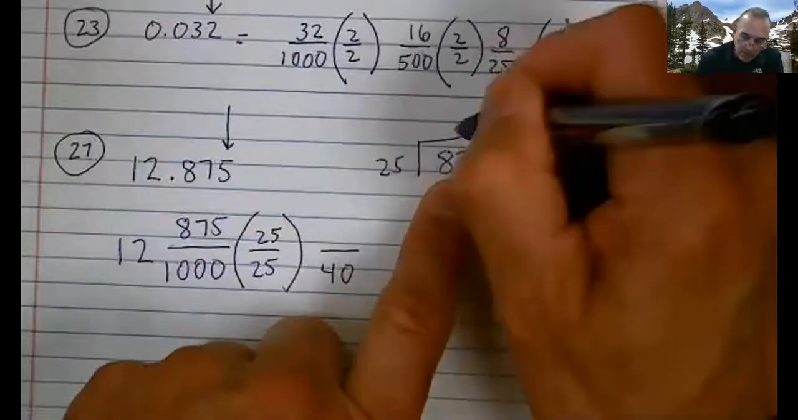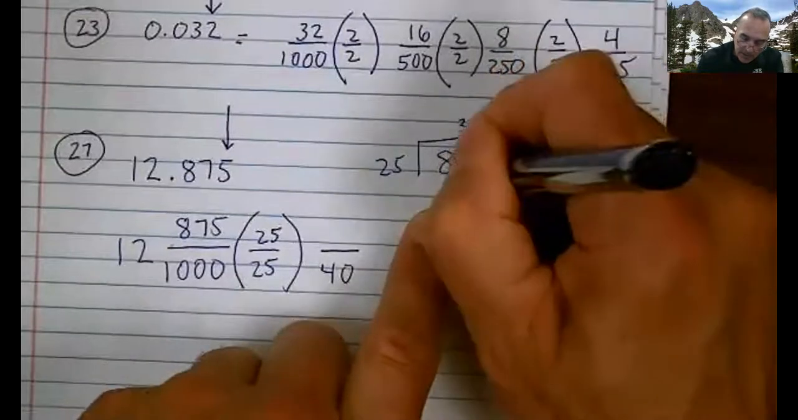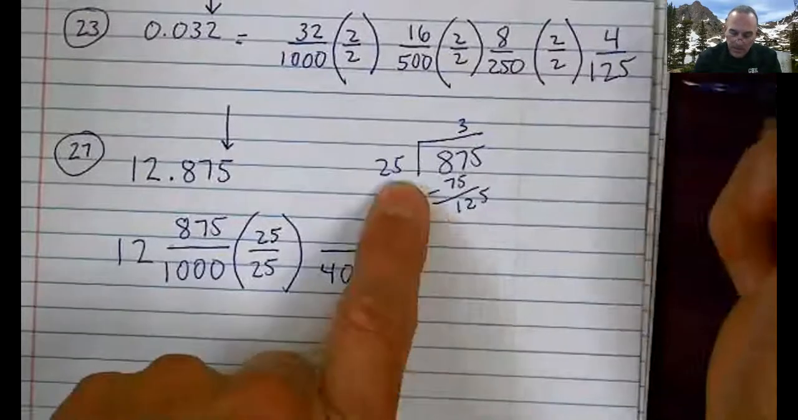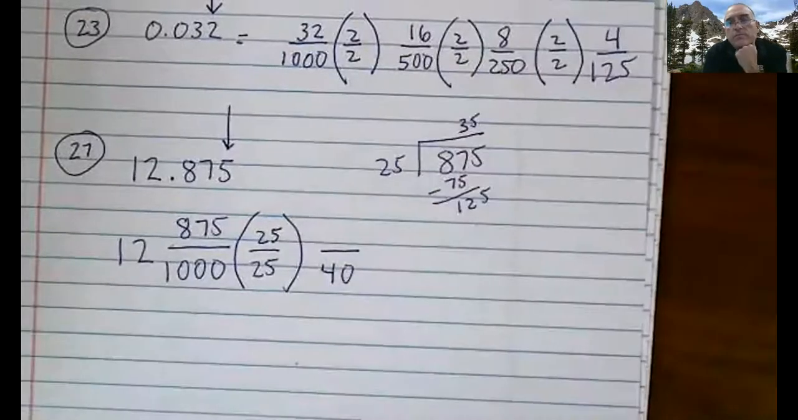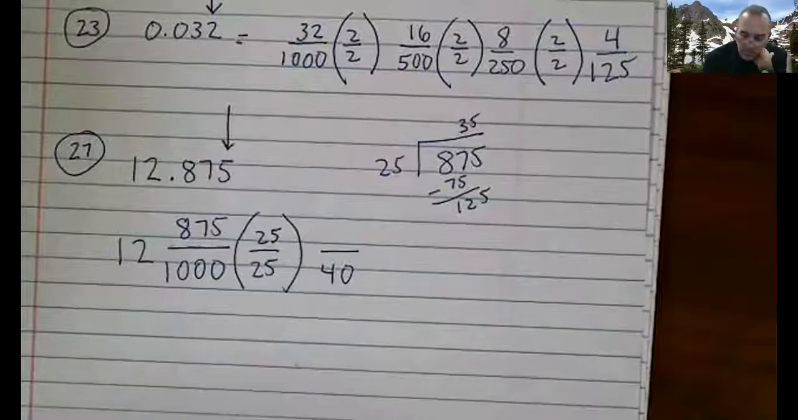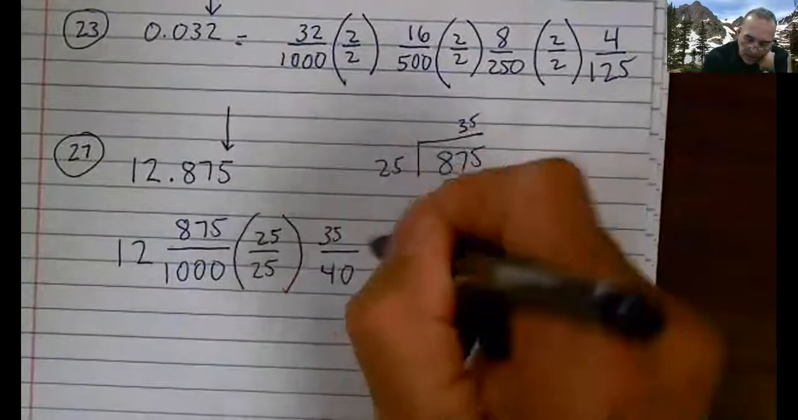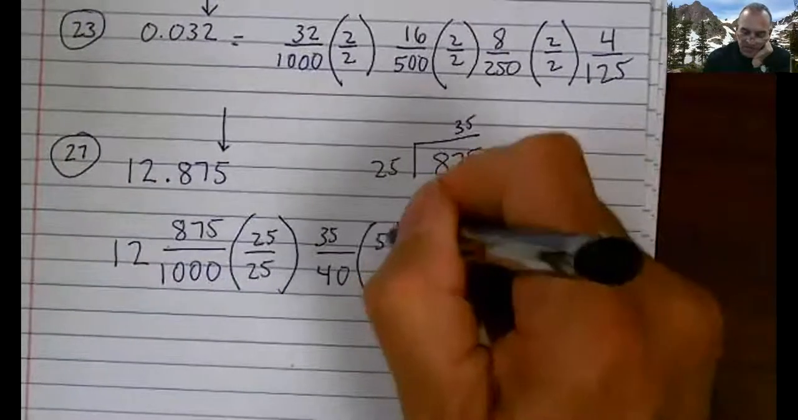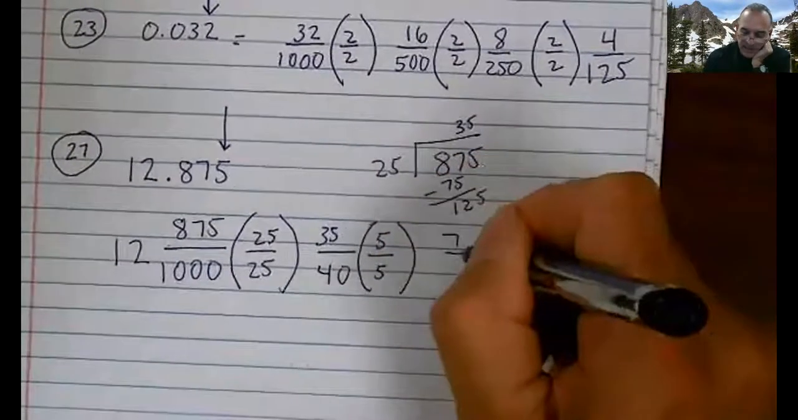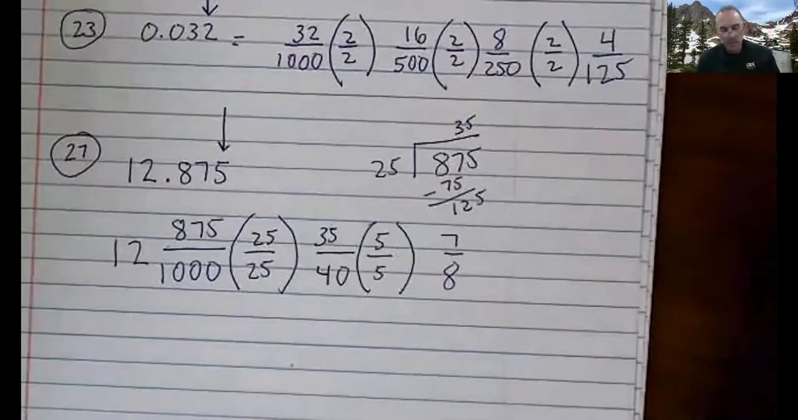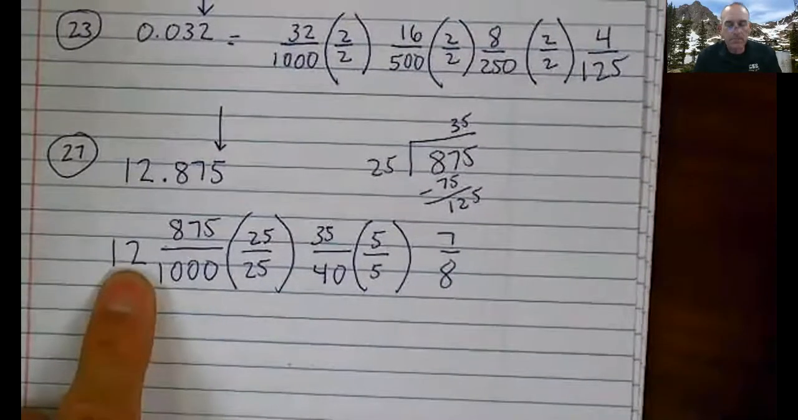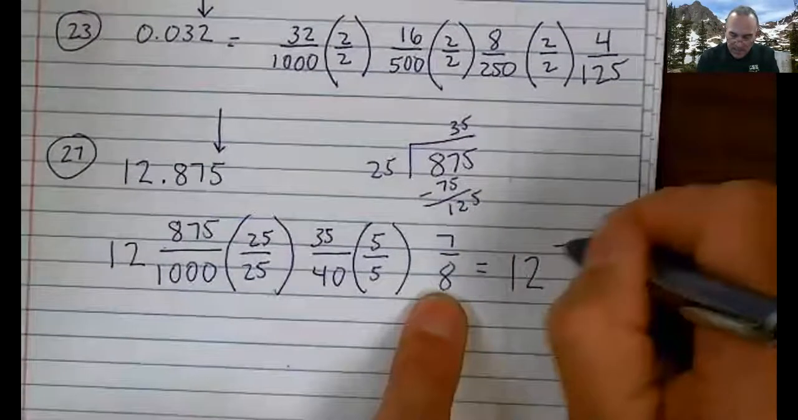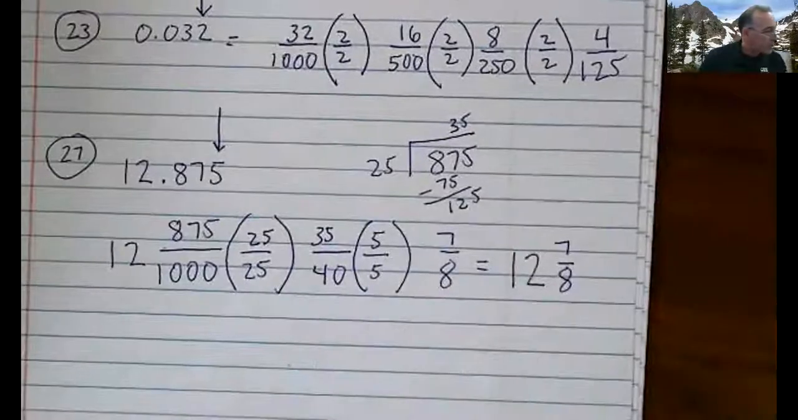25 goes into there 3 times. That is 75. I'm going to subtract. Is that 4? Is it 5 times? It's 35. It's 35. Look at that. Oh, yeah. I could divide them again. I could divide by 5. And I get 7/8. Okay. Don't forget about the whole number. So I come over here, 12 and 7/8. Boom. Question.